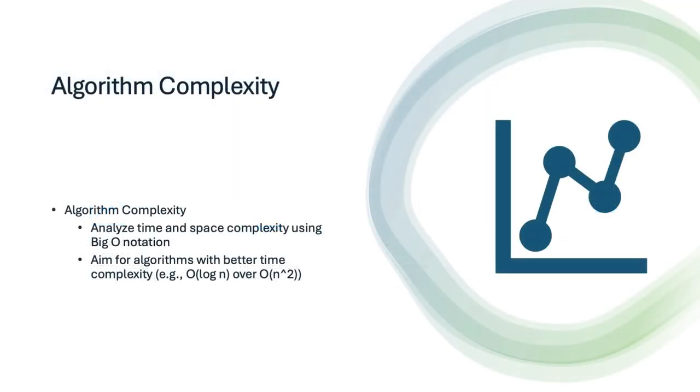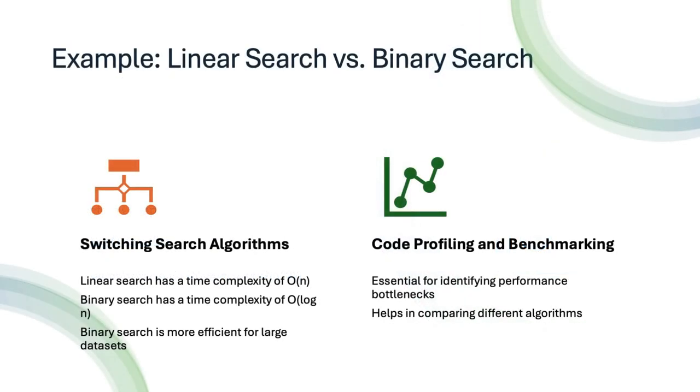The foundation of software performance depends on the choice of algorithms and data structures. Analyze algorithm complexity using Big O notation and aim for better time complexity. Switching from linear to binary search can significantly boost performance for large datasets. Linear search has O(n) complexity, while binary search has O(log n).